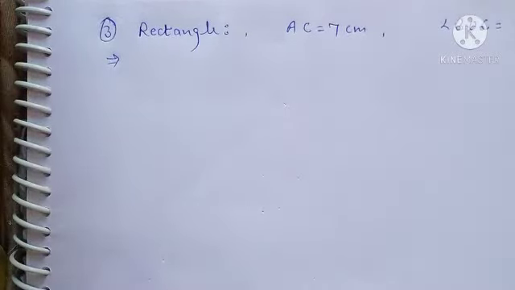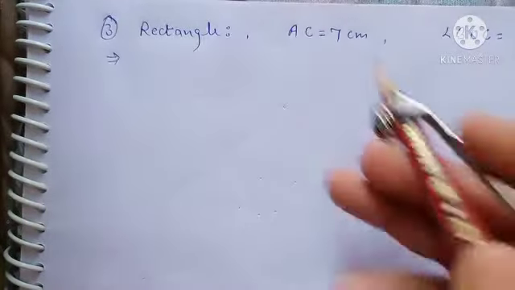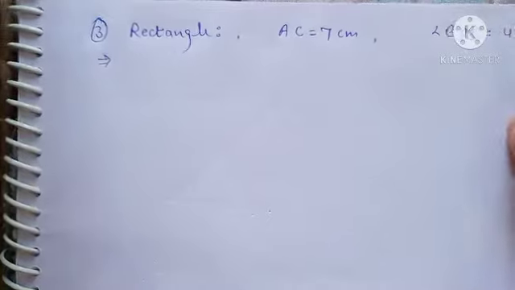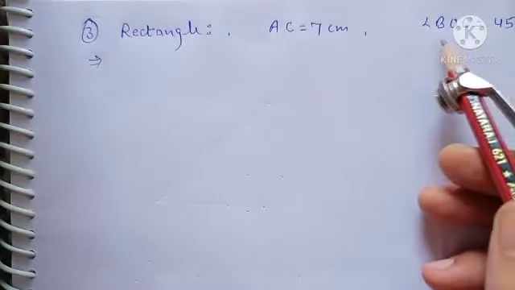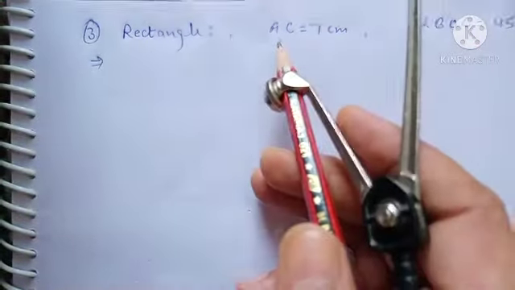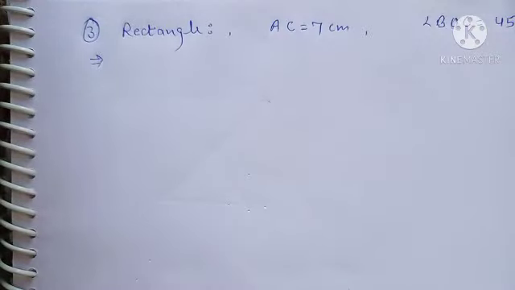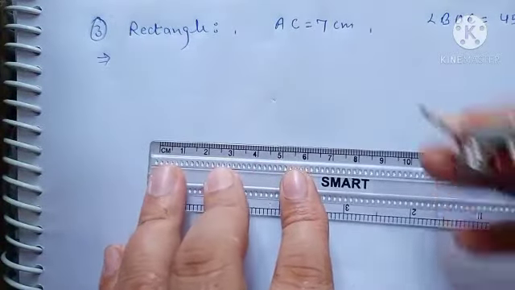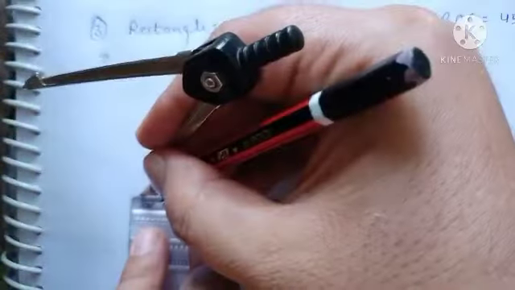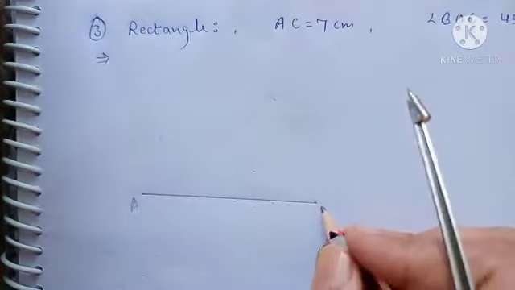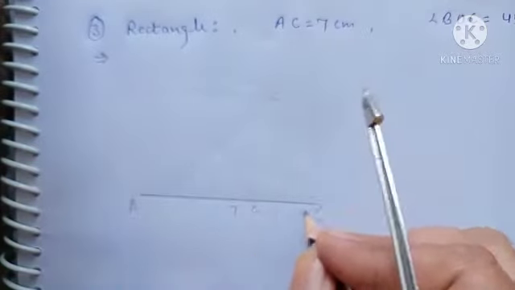In question number 3, we will have to construct a rectangle ABCD where one diagonal is given, that is equal to 7 centimeter. AC is equal to 7 centimeter, and angle BOC is 45 degree. O point is the point of intersection of diagonals AC and BD. So first of all, we have to draw diagonal AC, which is of 7 centimeter. So we have to draw a line segment of 7 centimeter here. It is AC, which is of 7 centimeter.